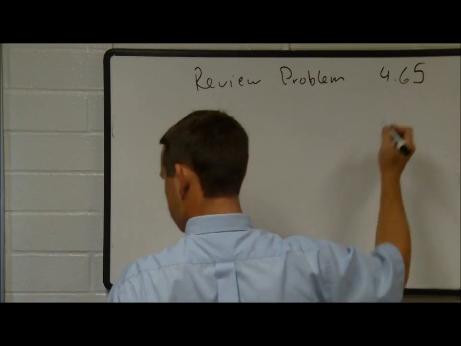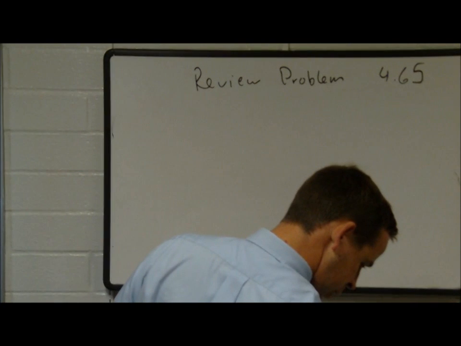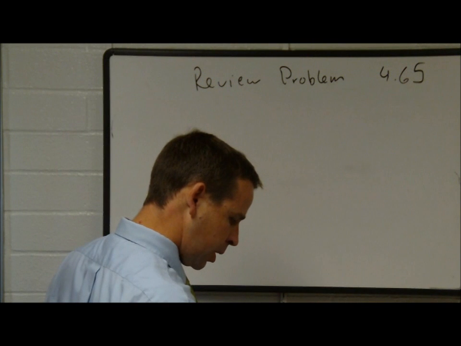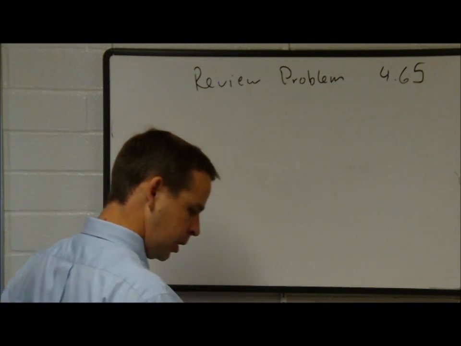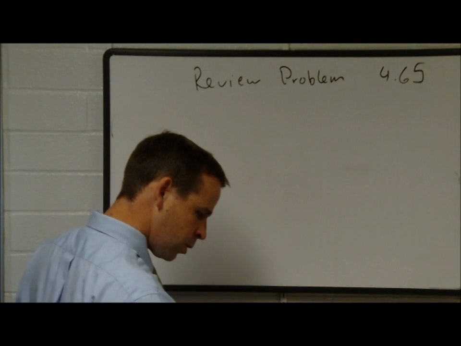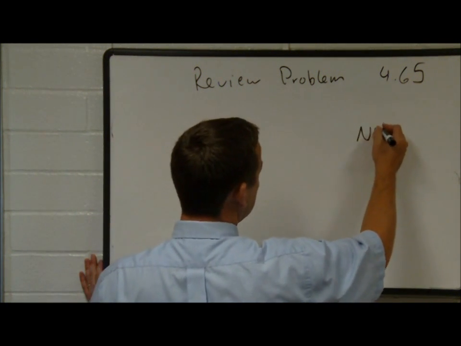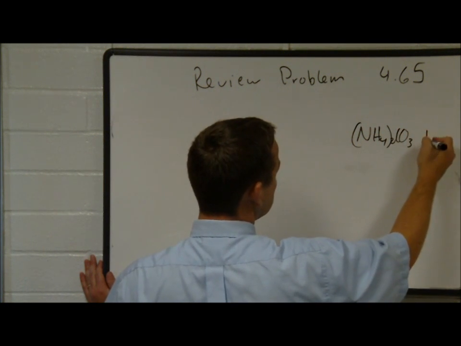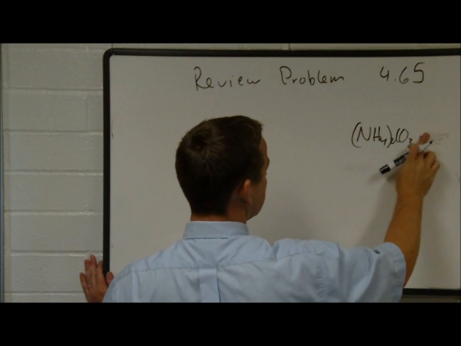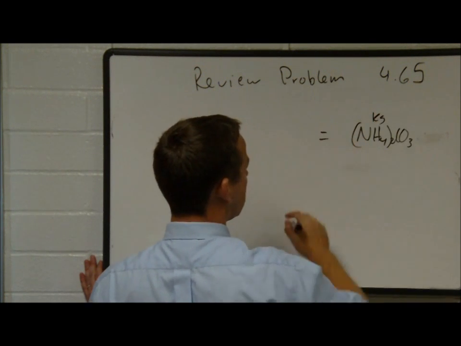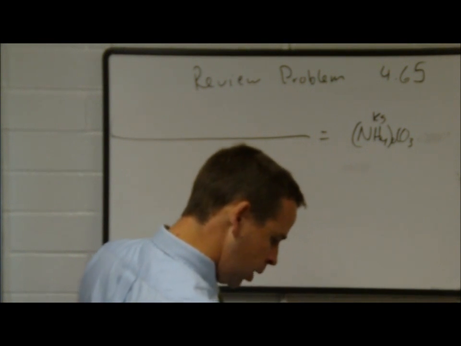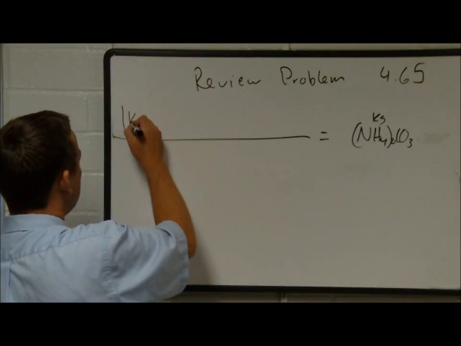Now 465. How many kilograms of a fertilizer made of pure ammonium carbonate would be required to supply 1 kilogram of nitrogen to the soil? How many kilograms of (NH4)2CO3? Right, that's what we're looking for. Kilograms of ammonium carbonate. And we want it to supply 1 kilogram of nitrogen.